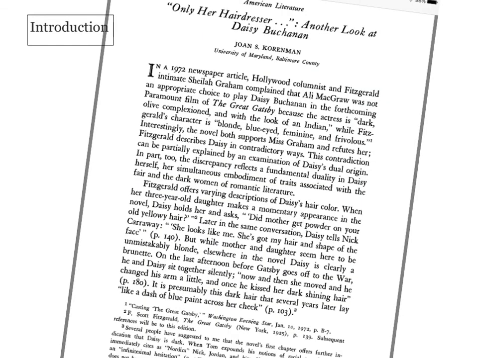So the first piece that we want to talk about is that transition from the world to your paper. So how are you going to get there? And so here we're looking at this sample essay by Joan Quarterman. It's an older essay, but it's a really interesting one called "Only Her Hairdresser: Another Look at Daisy Buchanan."